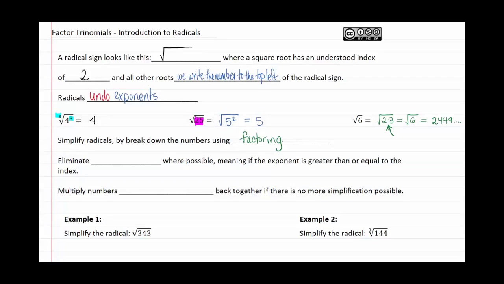Eliminate the matching exponent and index where possible. This means that if you have an exponent that is greater than or equal to the index, you can usually pull that factor outside the root and let it sit outside instead of inside the root. When you're all done, you'll multiply the numbers that match in the radical signs back together if there's no more simplification possible.